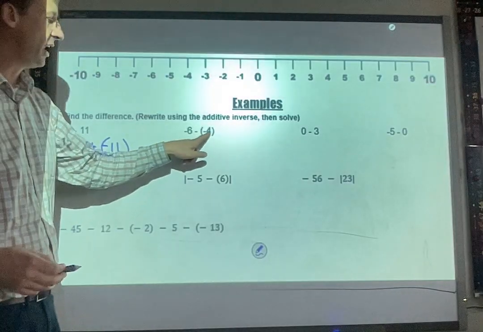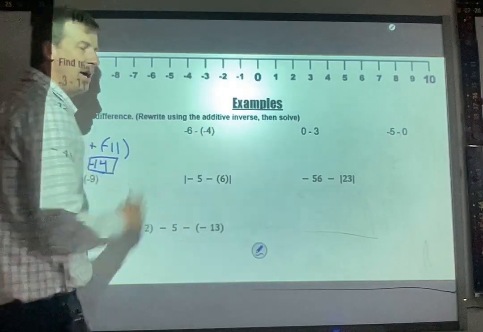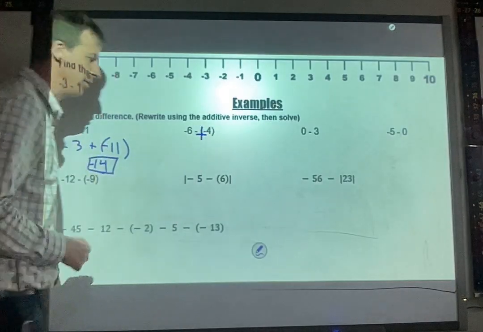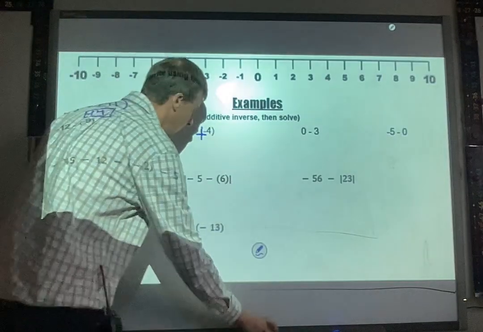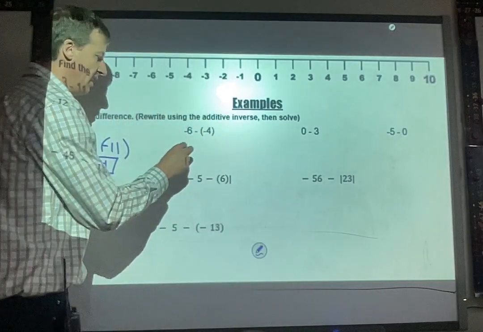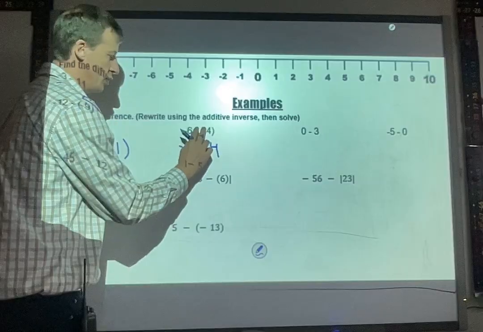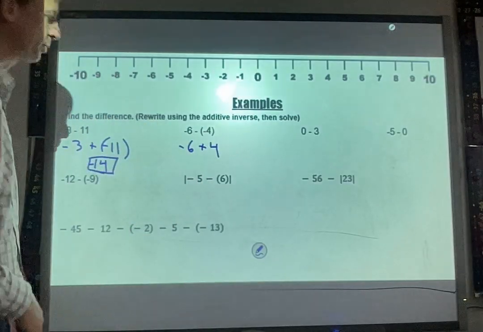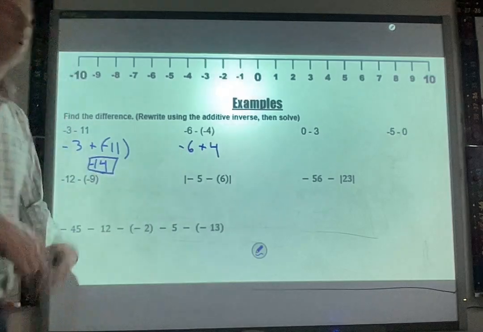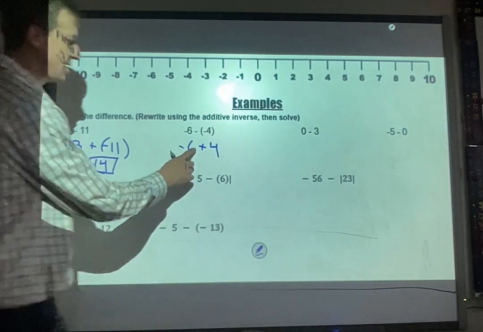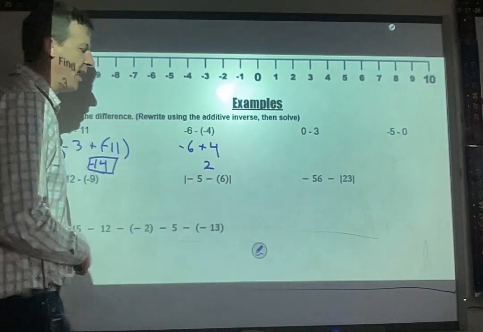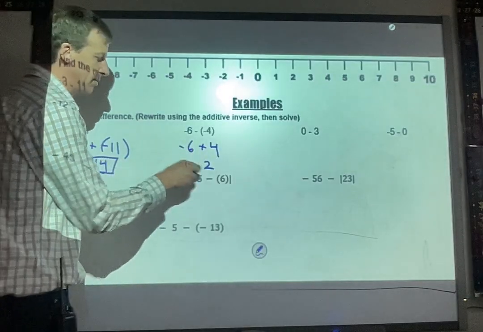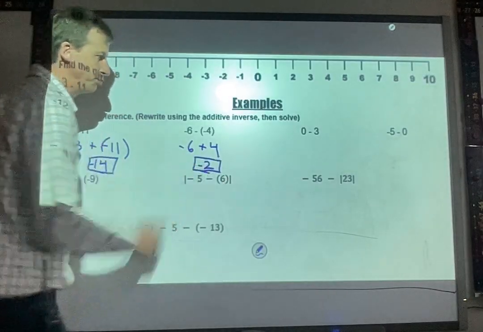Negative 6 minus negative 4. If you have 2 negatives, change that to a positive. Some people put a line through the 2 negatives and change it to a plus right there. I've got negative 6 plus 4. So 2 negatives become a positive. Whenever you see 2 negatives, it becomes a positive. Negative 6 plus 4. Now I have opposite signs. When you have opposite signs, you subtract. So 6 minus 4 is 2. And then take the sign of the larger number. 6 is bigger than 4. I've got a negative 6, so my answer is going to be a negative 2.